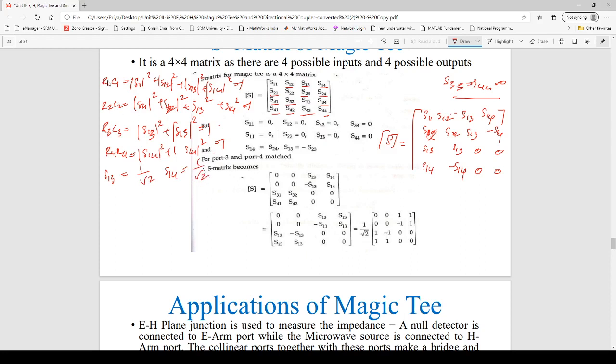And comparing R1C1 and R2C2, S11 will get cancelled, S13 will get cancelled, S14 will get cancelled. So I will have S11 equal to S22.